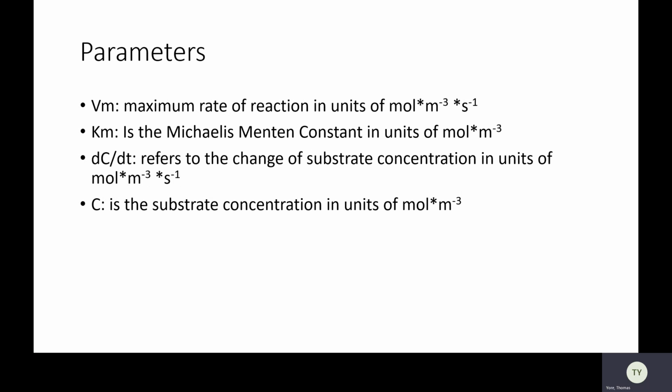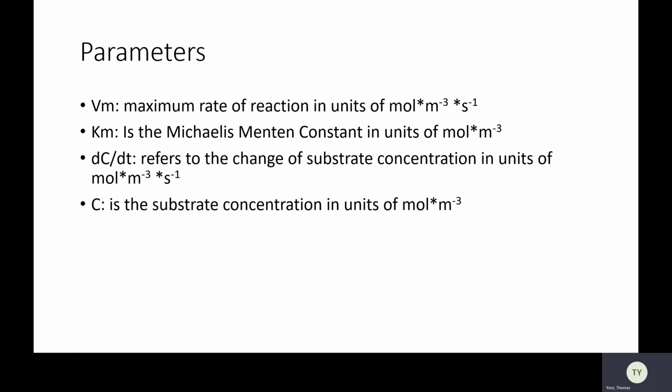Parameters of this equation. Vm is the maximum rate of reaction in units of moles divided by meters cubed in seconds. Vmax is proportional to the amount of active enzyme present. Now, Km. Km is the Michaelis-Menten constant and is in units of moles divided by meters cubed. Km is equal to the reactant's concentration when dC/dt is equal to the maximum velocity divided by 2, and is also independent of enzyme concentration.